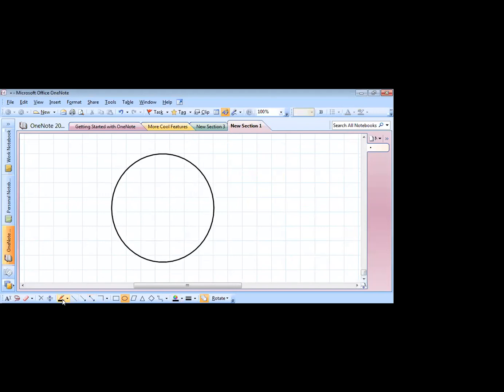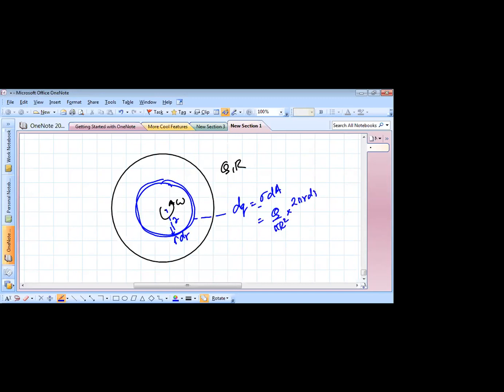So this is rotating like this, total charge Q, radius R. So we'll slice a ring like this of radius small r and thickness dr. So what will be the charge of the ring? It will be sigma into area. So that is Q upon pi R square into 2 pi r dr. So 2Q by R square r dr. That is the charge on the ring.